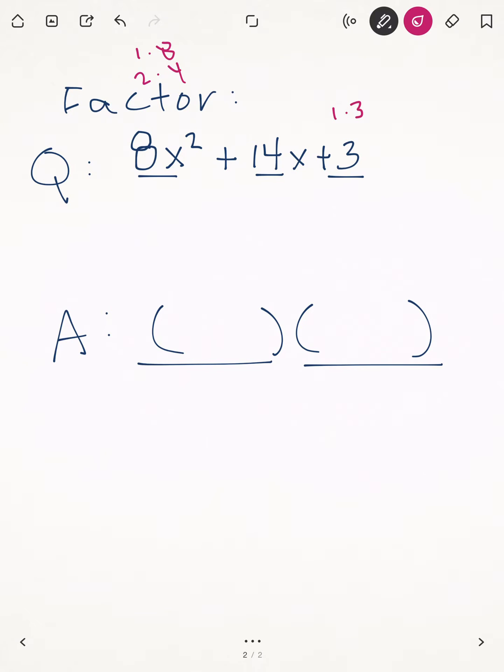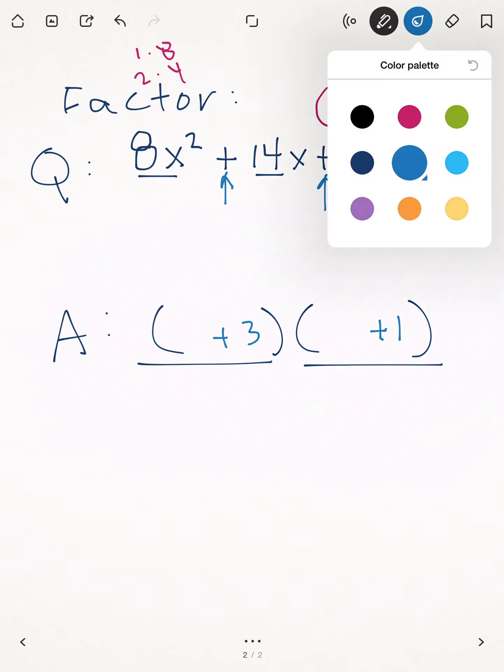So we're going to be guessing. My strategy is to pick this one first. I'm going to populate the binomial with +1 and +3, and that way I can make the OI of FOIL, the outer and inner term, add up to 14x. So I'm going to say +3 and +1. Do you see why I wrote plus? 2 numbers that multiply to be a positive number, and those 2 numbers add to be a positive number. Of course, they're going to be plus.